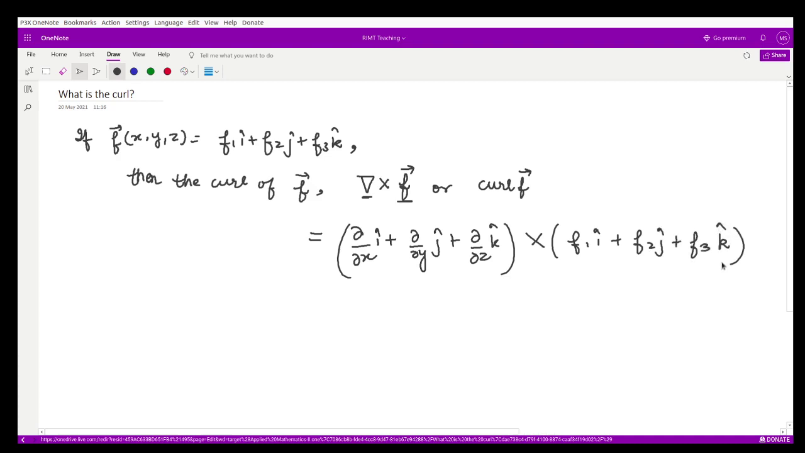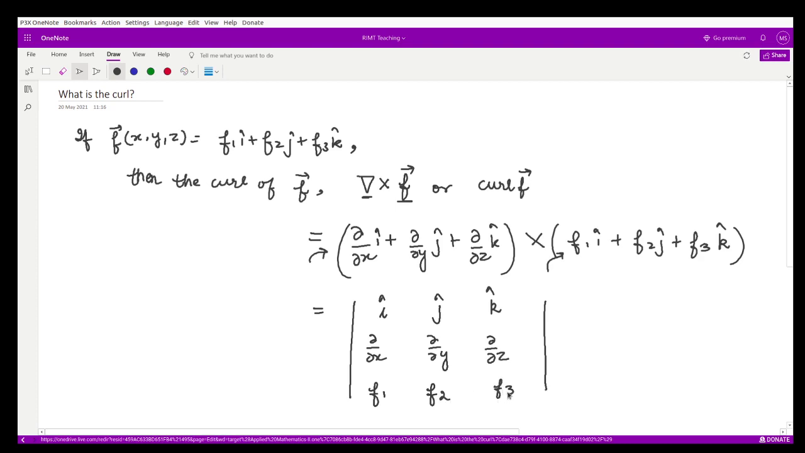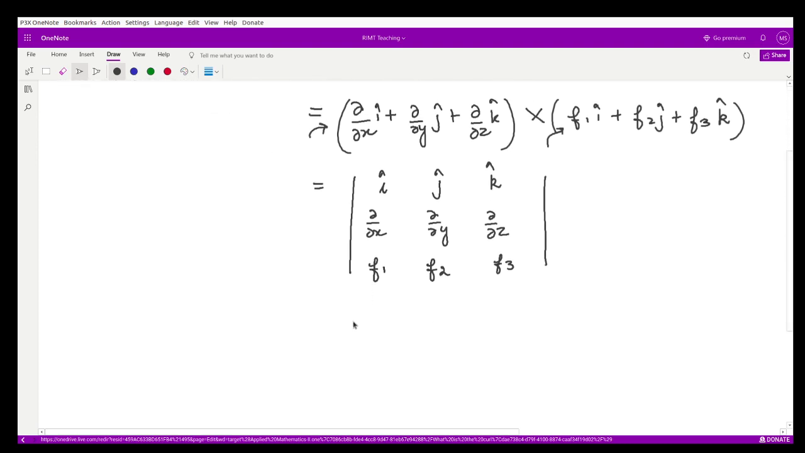And how do you compute the cross product of two vectors? It is simple. You just have to evaluate the determinant with i cap, j cap and k cap, then the coefficients for the first vector, that is del by del x, del by del y and del by del z, and then the components for the second vector, that would be f1, f2 and f3. So when you evaluate this determinant, what value would you get? For i cap, you will obtain this thing, right?